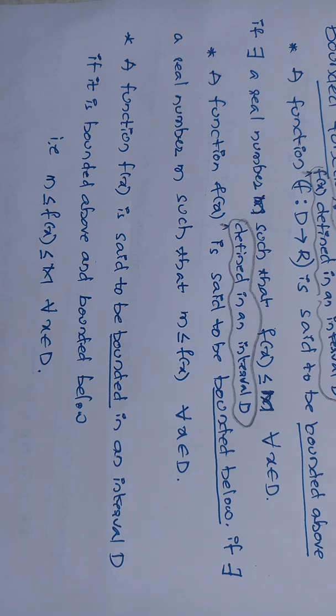A function f of x is said to be bounded in an interval D if it is bounded above as well as bounded below. That is, m is less than or equal to f of x is less than or equal to M for all x belongs to D. For example, 1 by n: if n reaches towards infinity, the value of 1 by n goes towards 0. If n is equal to 1, you get 1. So if you take f of x equal to 1 by n, then 0 is less than or equal to f of x is less than or equal to 1, and it lies between 0 and 1.